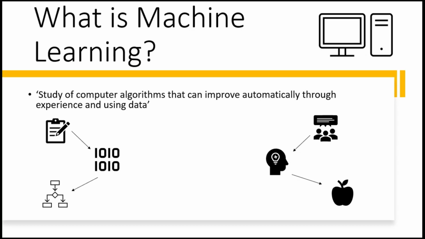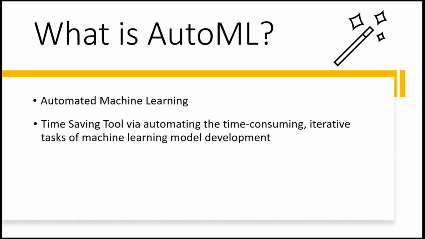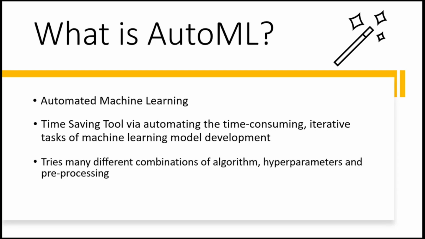So moving on to what AutoML is. It is what it says on the tin: automated machine learning, but it's very specific in what it's automating. At its core, to me, it's a time-saving tool, and it automates the most time-consuming and iterative task of machine learning model development, which is the part where we're trying many different algorithms, hyperparameters, and pre-processing as we go through. It's what the data is given to.